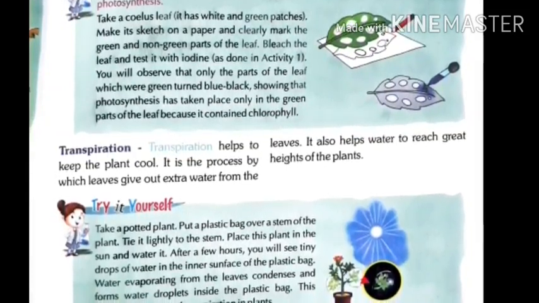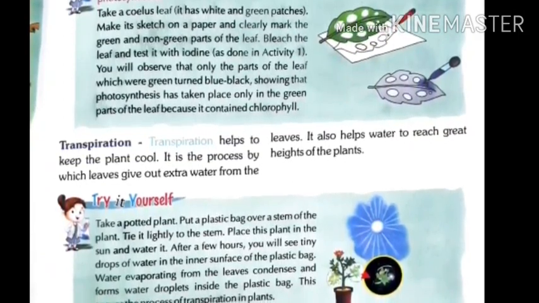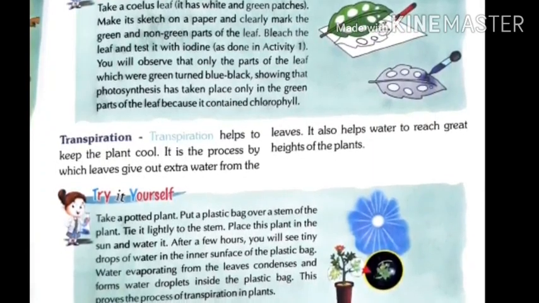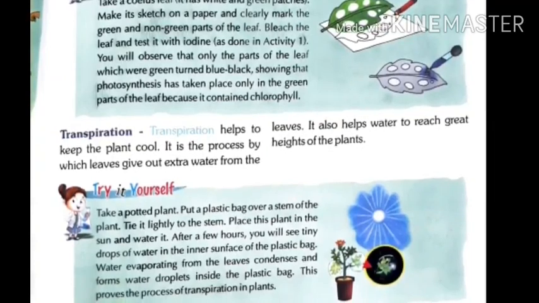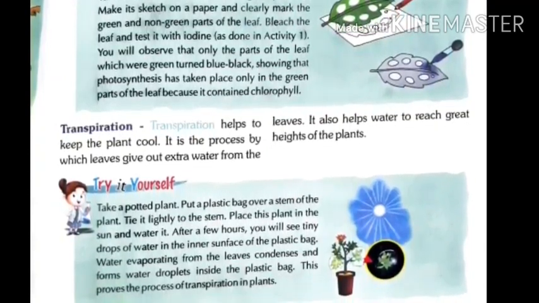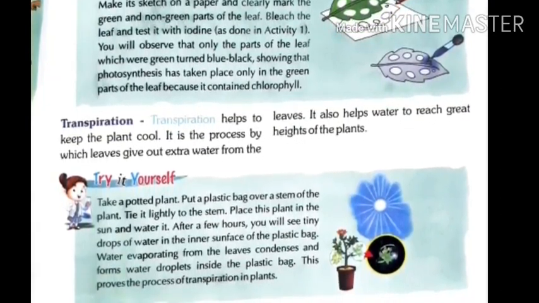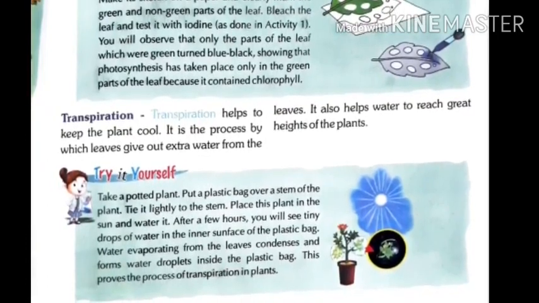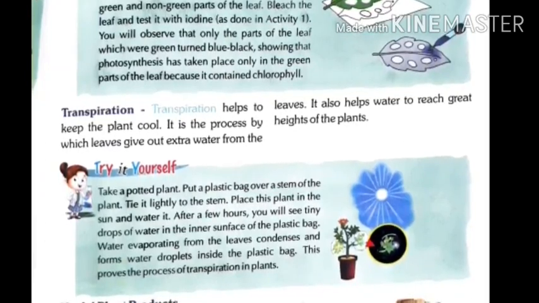Bleach the leaf and test it with iodine, all as we have done in activity 1. You will observe that only the parts of the leaf which were green turned blue-black, showing that photosynthesis has taken place only in the green part of the leaf because it contained chlorophyll. Now the next topic is transpiration.